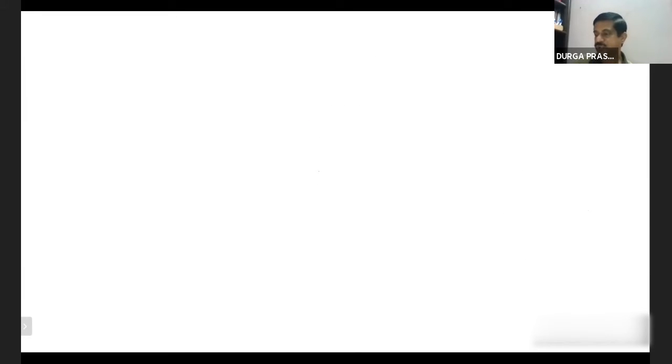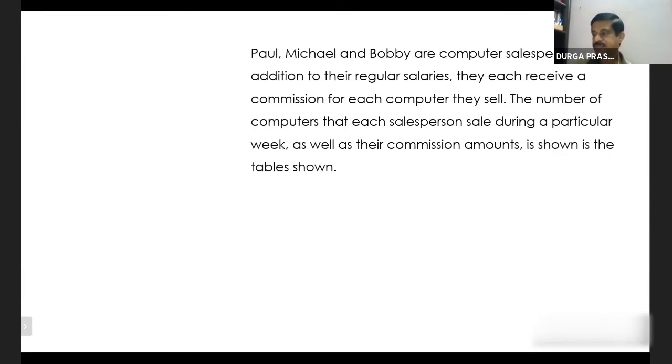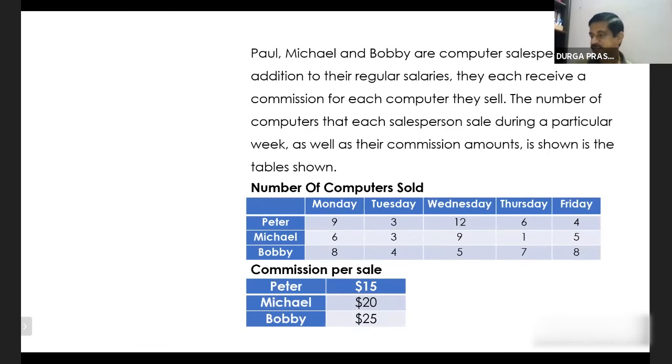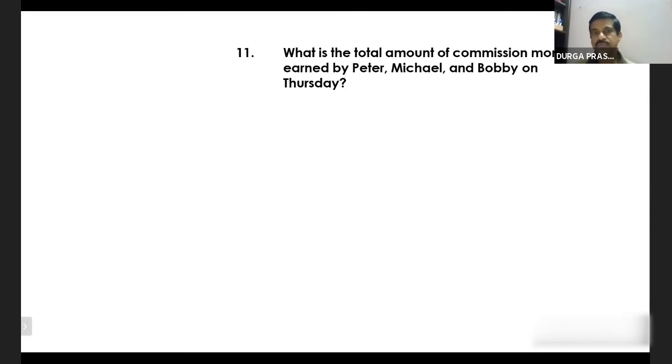Okay, let us go to the next question. Again, it is the same data. There won't be any change because the data mentioned is the same. The only question will change. So let us see what that question is. What is the total amount of commission money that is earned by Peter, Mikhail, and Bobby on Thursday?